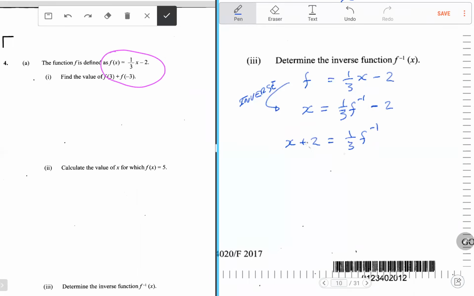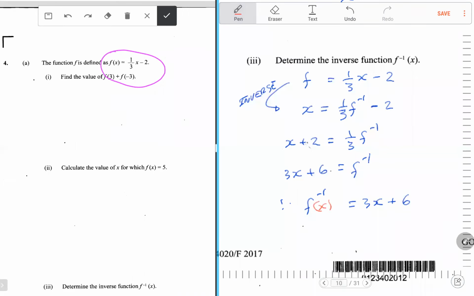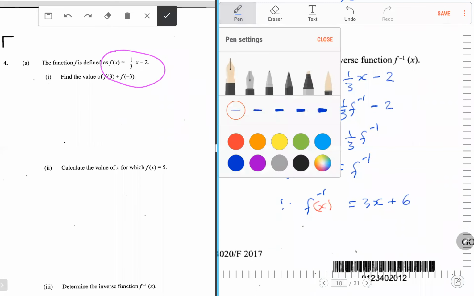And then to get rid of this 3, I multiply this 3 across here. I can say multiply both sides by 3. All right, so we're going to get basically 3x plus 6. That's a 3 times x and a 3 times 2, giving me 3x plus 6. And that now leaves f to the minus 1. So I can write the final thing: f to the minus 1 equals 3x plus 6. And I can put the x back in now that we're done. So it's f to the minus 1 of x that I wanted. Alright, and basically that's it.